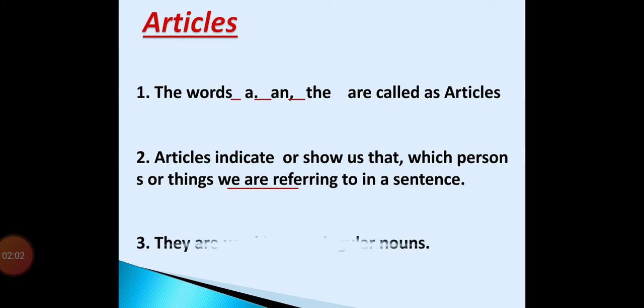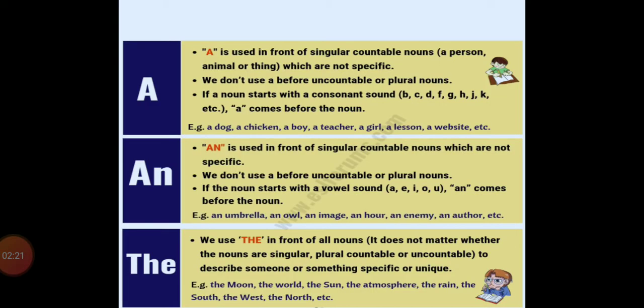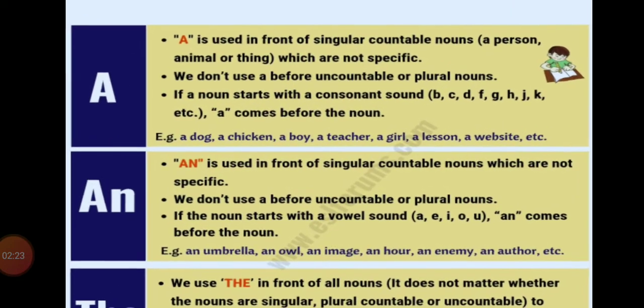And generally they are used before singular nouns. So this is why we have to use articles, to show or indicate the nouns we are talking about or referring to in the sentence. Now we will just see the uses of articles.